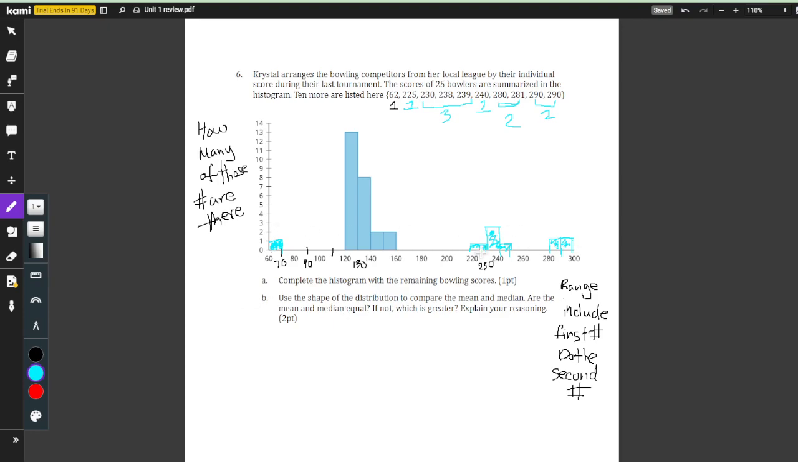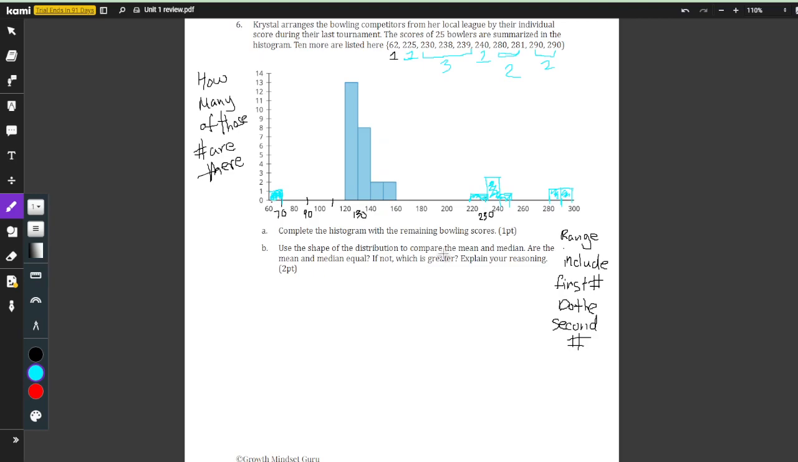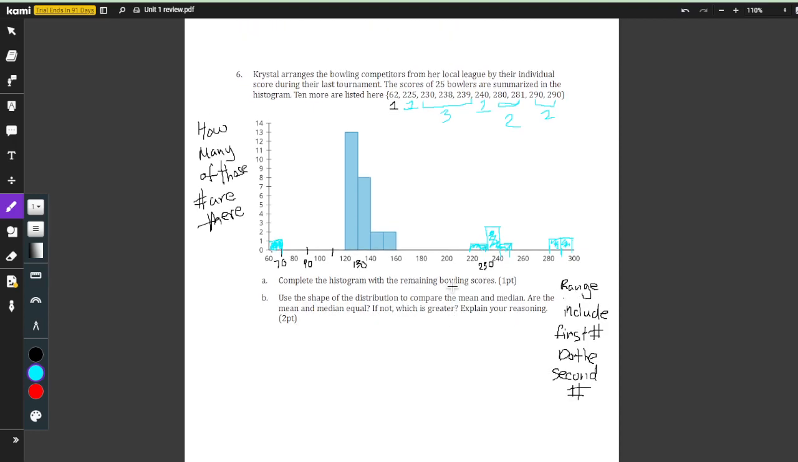You'll probably need a ruler and stuff like that. Use this now for part B. Use the shape of the distribution to compare the mean and median. Are the mean and median equal? If not, which is greater? As you can see, there's a skew. We know this has a skew to the right.